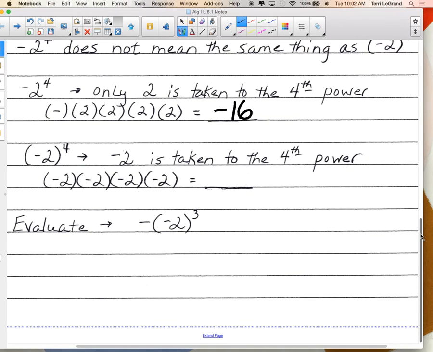When we have parentheses, and the negative sign is included in parentheses with that 2, that is saying negative 2 is being taken to the 4th power. So we actually have negative 2 times negative 2 times negative 2 times negative 2. Well, when you're multiplying negatives, what happens? An even number of negatives creates a positive. By 2's, a negative times a negative is a positive, and when you keep doing that, we get positive 16 here. There's a big difference. Okay, now you evaluate that expression I have at the bottom there, please.